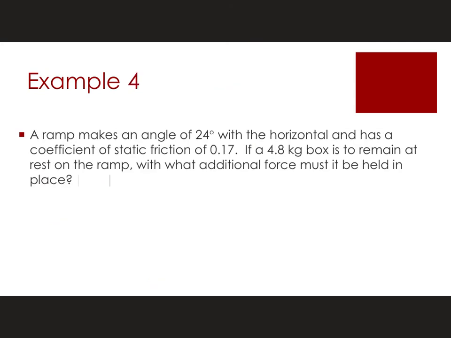Okay, so let's do one more example with vectors and angles to make sure you understand. The ramp makes an angle of 24 degrees with the horizontal and has a coefficient of static friction of 0.17. We have a 4.8 kilogram box remaining at rest on the ramp. With what additional force must it be held in place? So let me go back and let's put in our different forces.